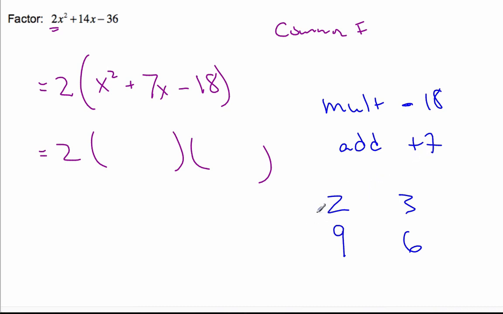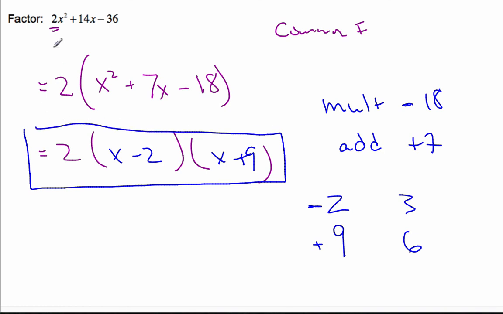9 minus 2. So the negative 2, positive 9. So it's x minus 2, x plus 9. Double checking that: negative 2 times positive 9 is negative 18, and negative 2 plus 9 is 7. And so this is the full factorization of this. So look for a common factor. That's a key step. And that is all we have for today.